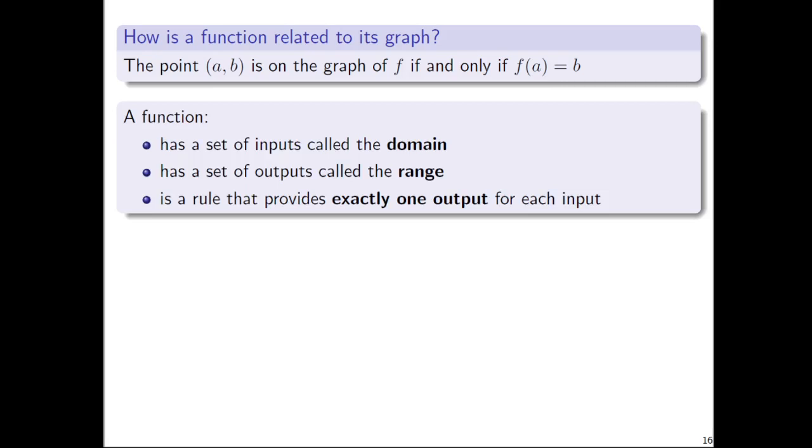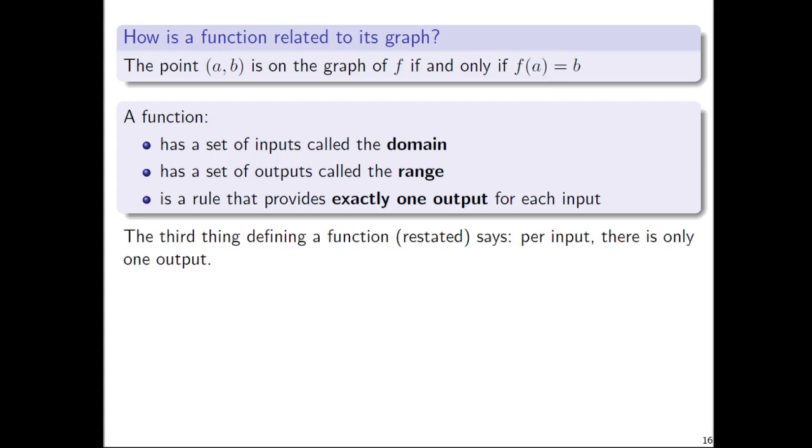Okay, another thing to review is that a function is really defined in these three parts. First of all, a function has a set of inputs called the domain. A function has a set of outputs called the range. And a function is a rule which provides exactly one output for each input. This third thing, a rule that provides exactly one output for each input, is the most important part of this.